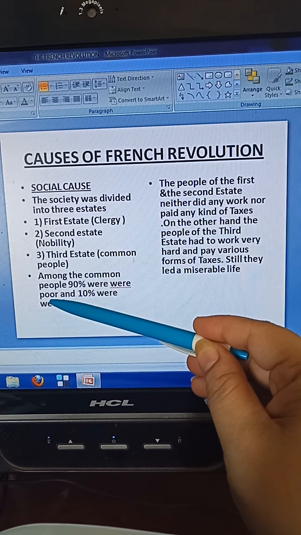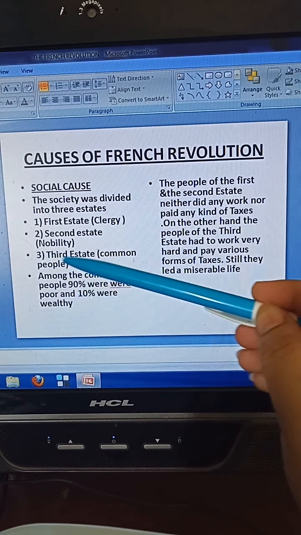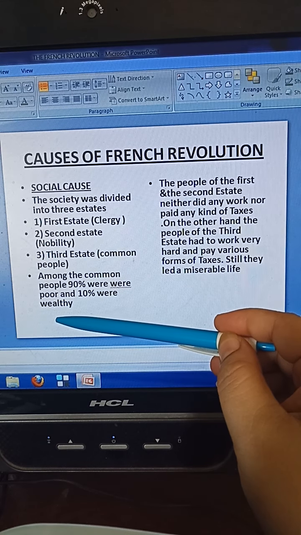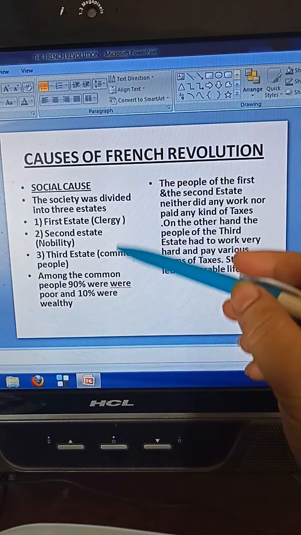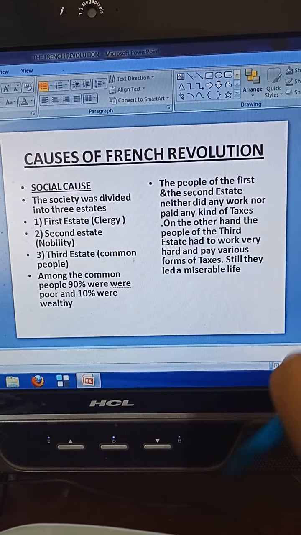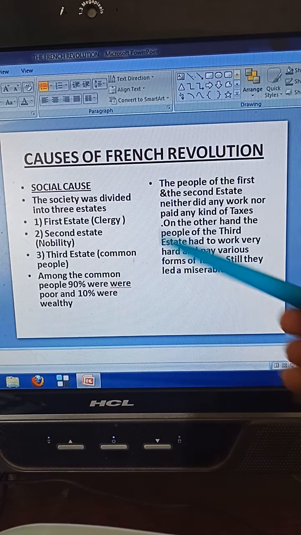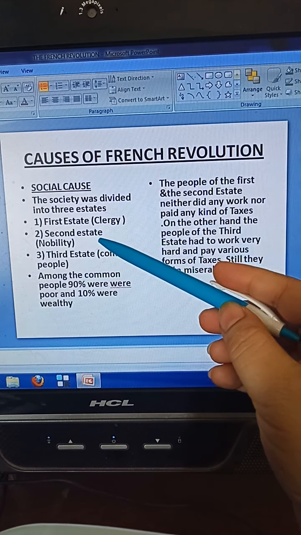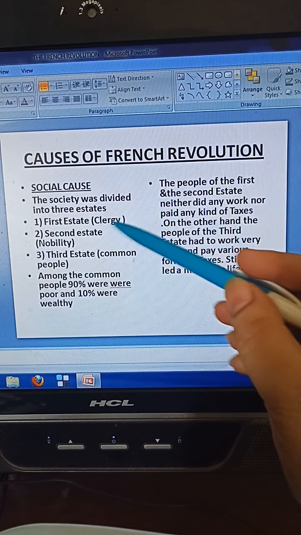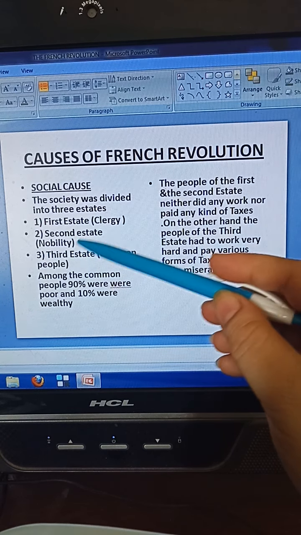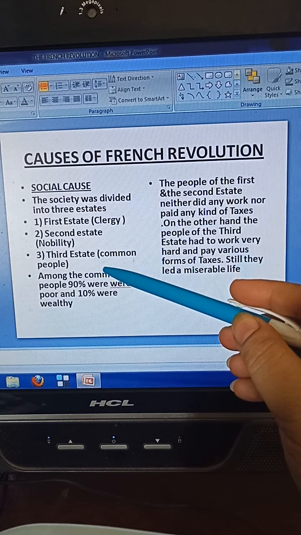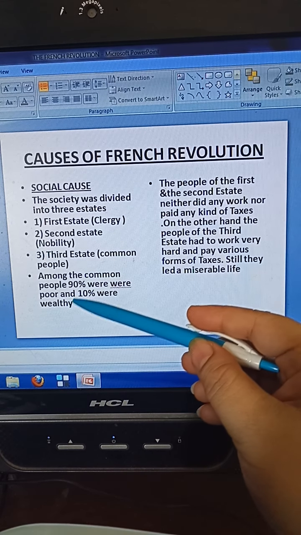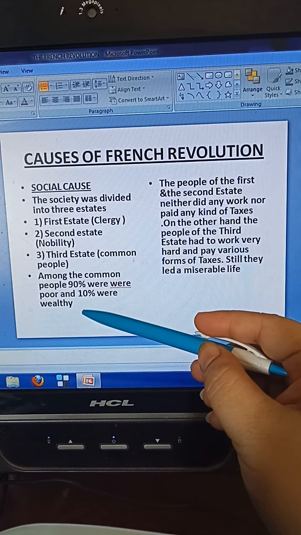90% were poor, 10% were wealthy. So we have studied that the entire society was divided into three groups. Among these three groups, the first and the second estate comprised of the clergy and the nobility. Third estate comprised of the common people, among whom 90% were very poor and 10% were wealthy.